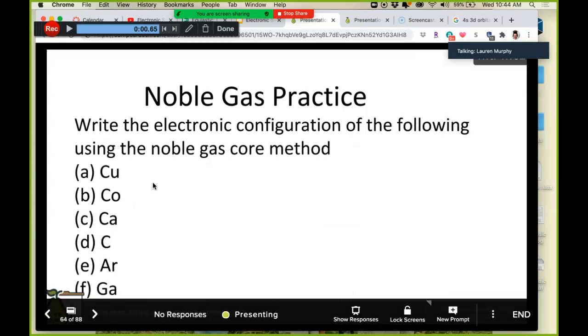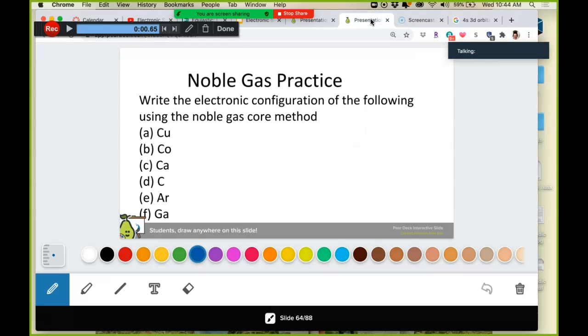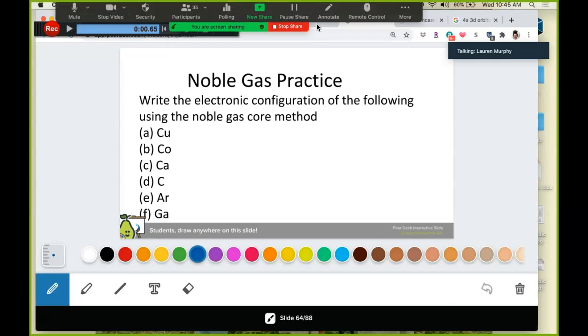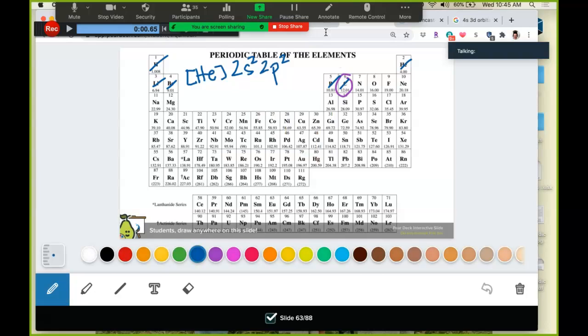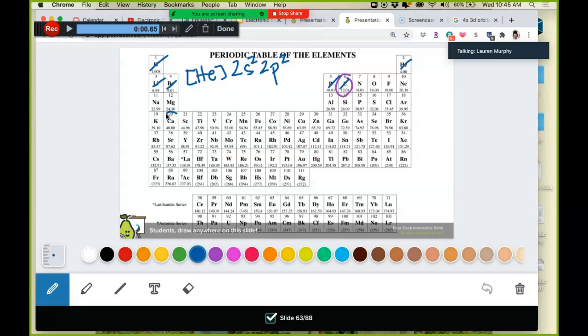Okay, now we're going to do calcium. So you go on your periodic table and you find calcium. It is here. Actually, I'm going to clean all this off. Now what's really nice is you're going to find the noble gas that comes before calcium. Who's the noble gas that comes before calcium? Argon. And you put it in brackets.